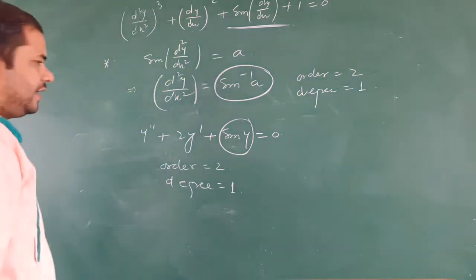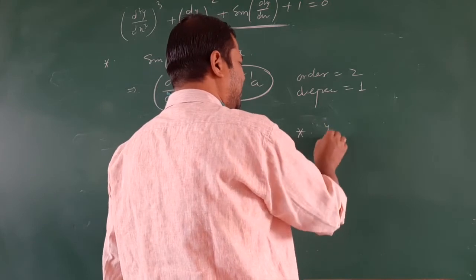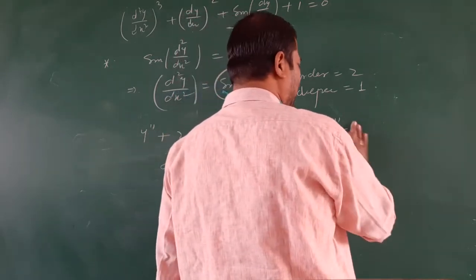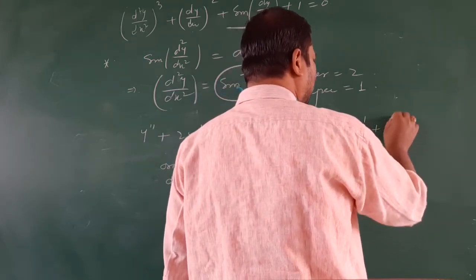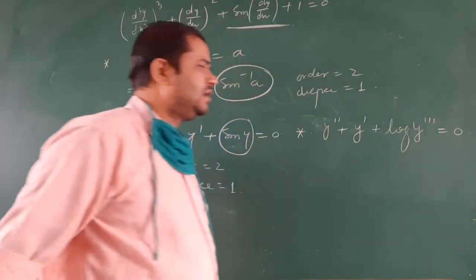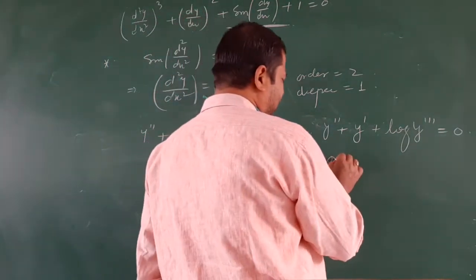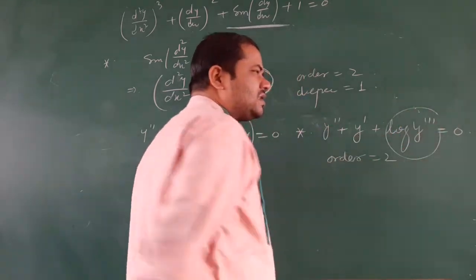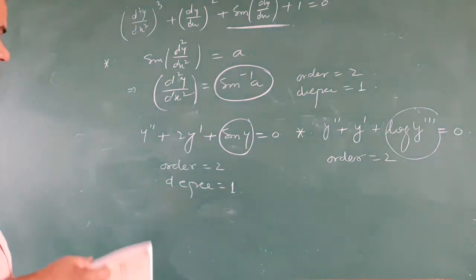Okay? Now suppose you have given another question, directly you can write y double dash plus sine of y dash plus log of y triple dash, this is equal to 0. What is the order or degree? Order is 2, but degree is not defined because of this logarithmic function. Maybe you understand this particular exercise.